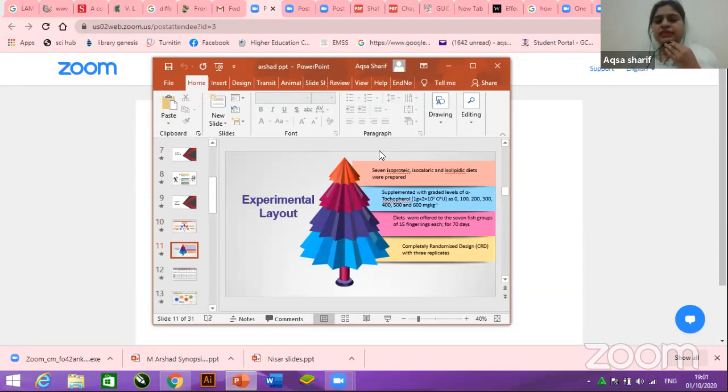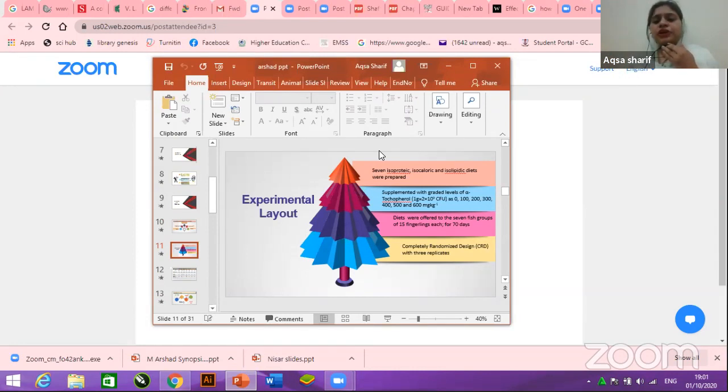And for the experimental layer, I prepared 7 diets that were isoprotein, isocaloric, and isolipidic. It means they have all these contents similar, just I supplemented these diets with alpha tocopherol at graded levels, and these levels were 100, 200, 300, 400, 500, and 600 milligram per kilogram. Then I fed these diets to the fingerlings for a period of 70 days.